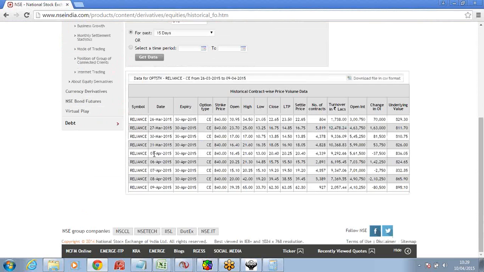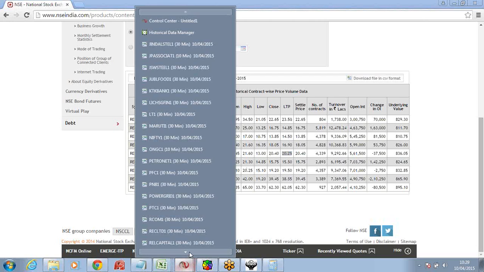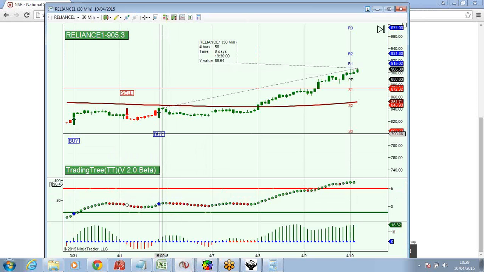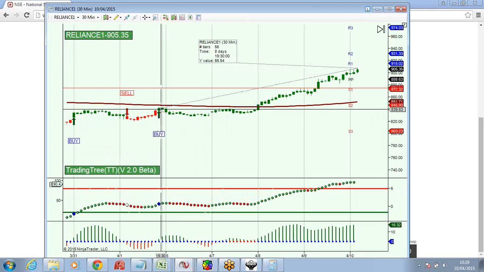So at the end of 1st April, we bought this at a price of 20 rupees. This was your last traded price for Reliance on 1st of April. You can see that in the chart. We bought this nearly at the end of the day. We got this call at around 3 o'clock. So we bought this call option with a strike price of 840 in Reliance. Now the price is 905.